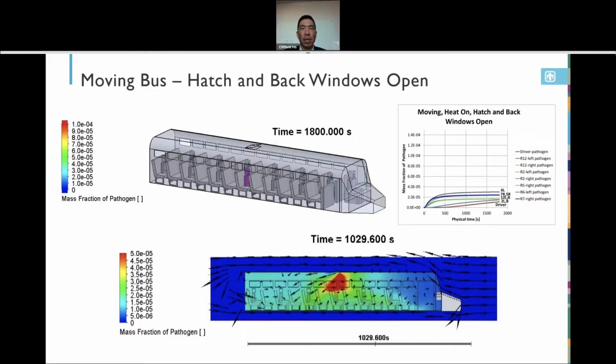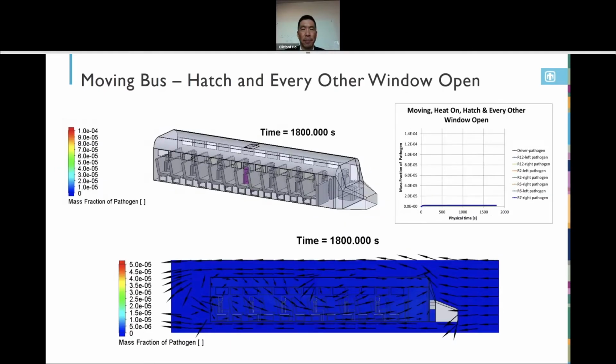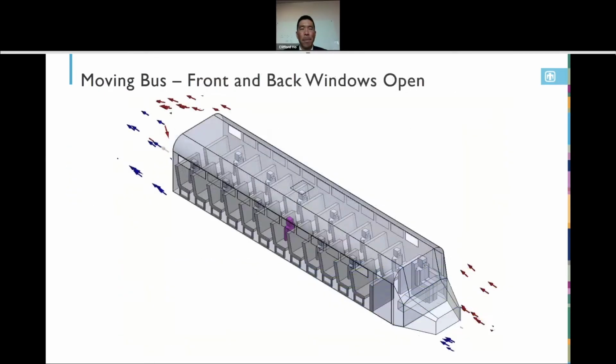This shows a condition, whoops, went backwards. What this shows is the flow rate. I thought this was very interesting. In a condition where you just have the front and back windows open, here's a quiz. If this is a moving bus, going about 20 miles per hour, where do you think the air will flow into the bus? Will it go in the front windows? Or do you think it'll go in the back windows?